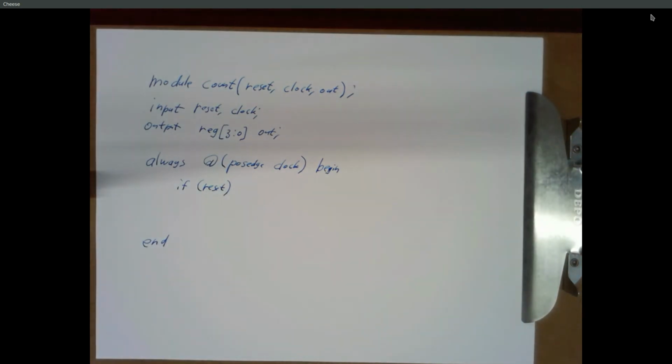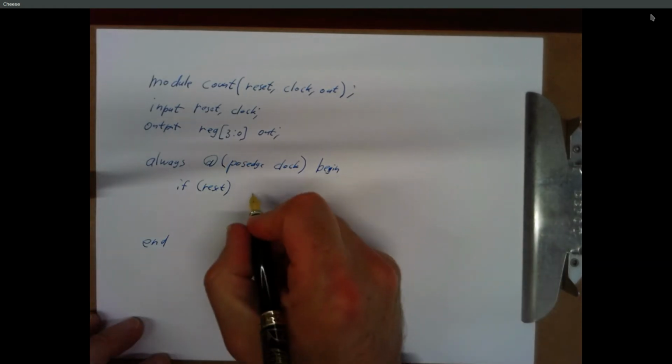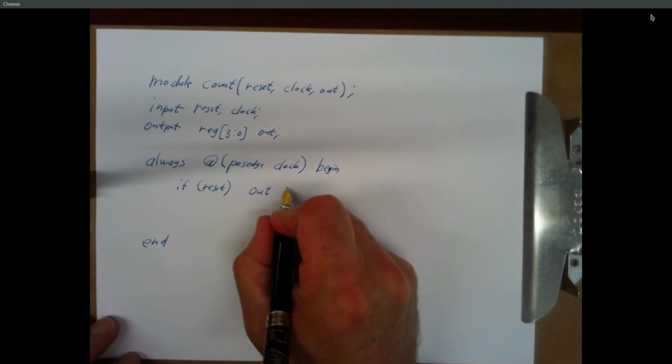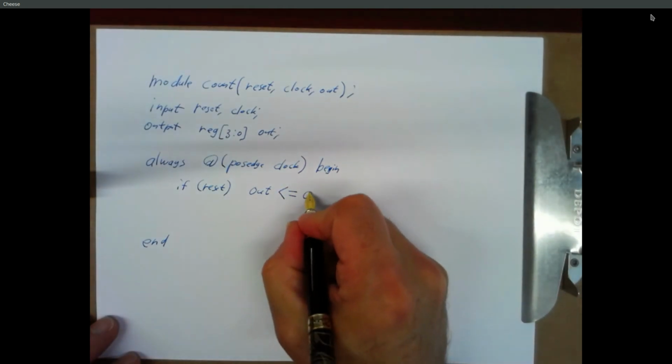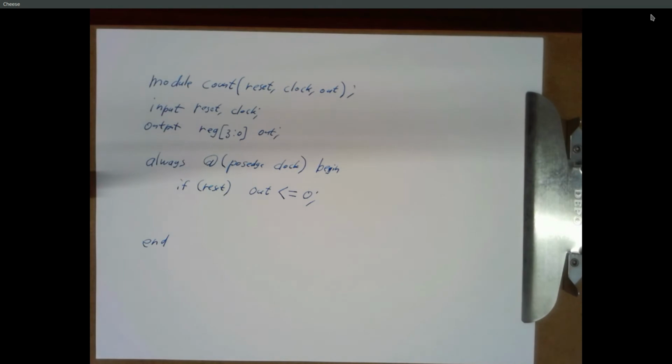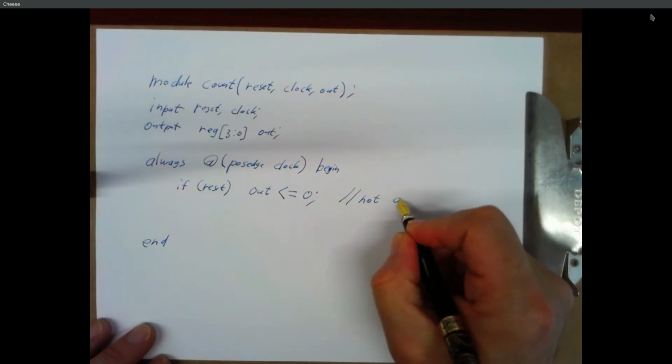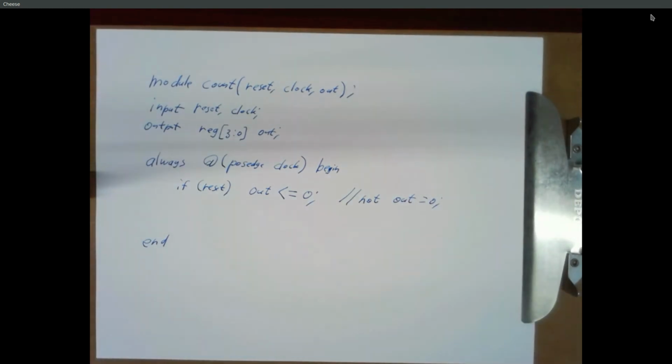Okay, so I can put in if statements. I can say if reset. So if reset is equal to 1, what do I want to do? I want to set my output equal to 0. When we have registers, we use a special form of assignment. We actually use a less than followed by an equal, so it's like an arrow pointing to the left. And you don't want to say just out equals 0. It'll compile, it'll even work sometimes, but it's really not right.